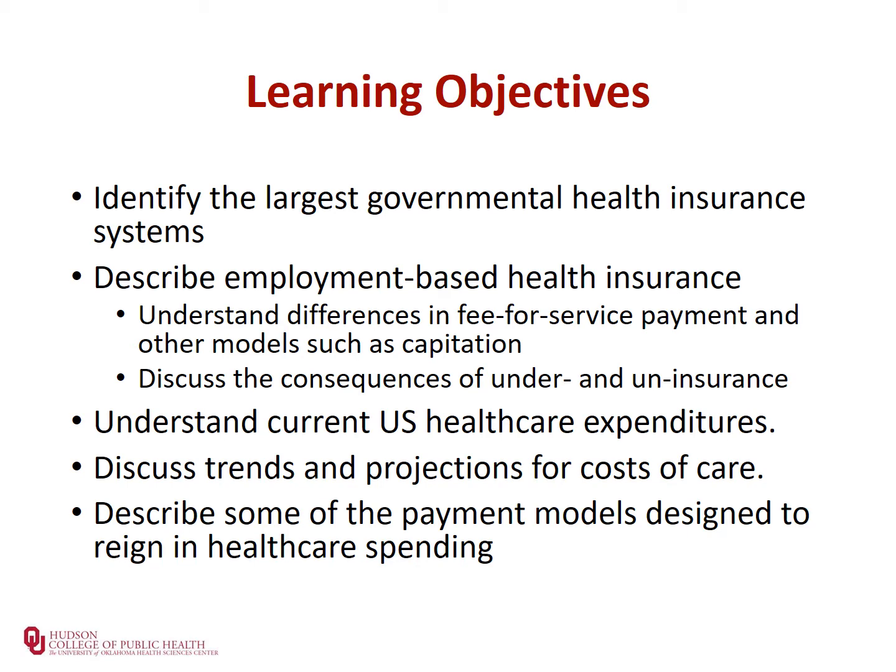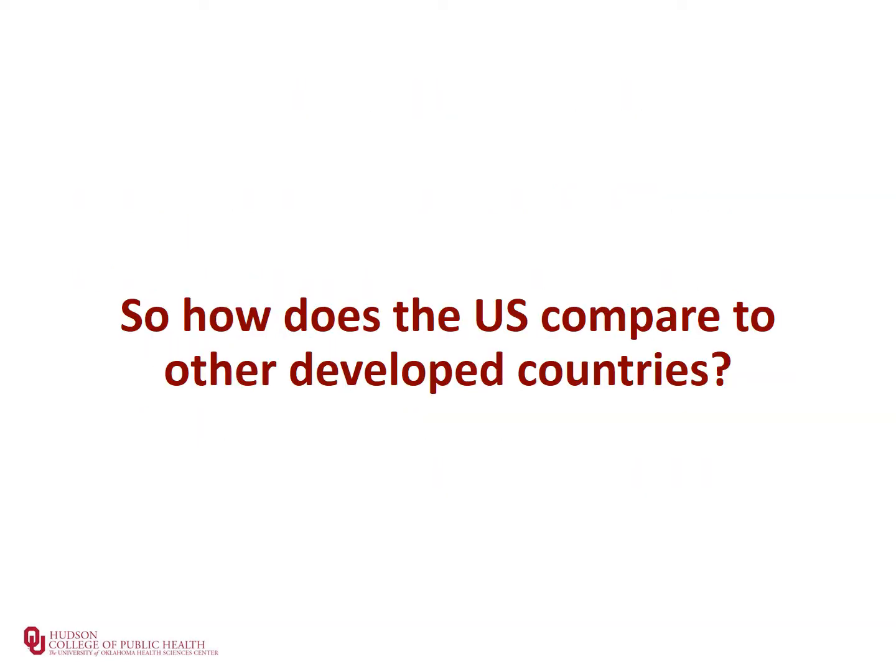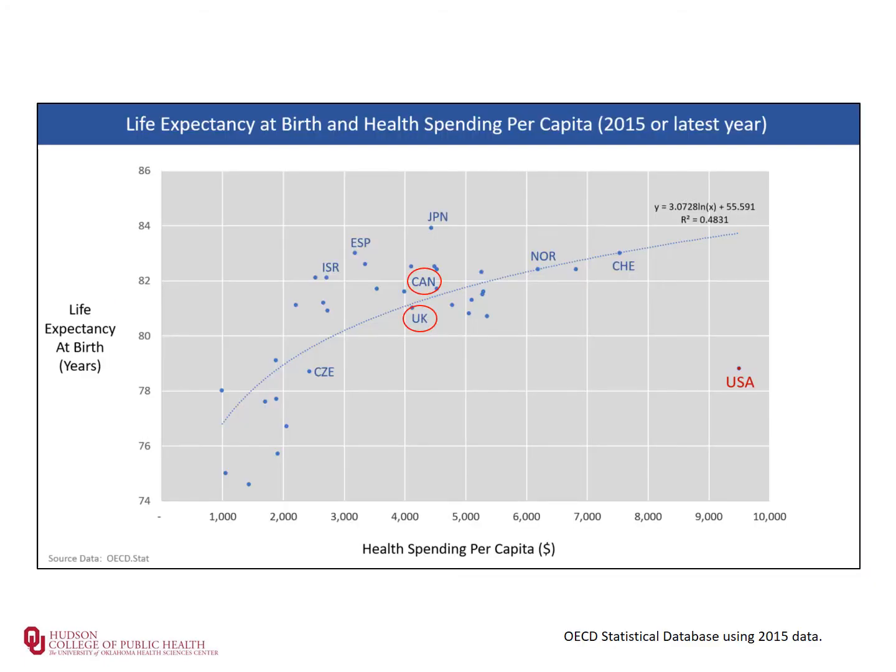Today I'm going to spend a little bit more time talking about some of the projections for cost of care, and in particular I'm going to spend some time talking about some of the new payment models that are being developed to try to avoid some of the overuse of medical services that don't provide particular help to patients. So, how does the United States compare to other developed countries in the world with respect to healthcare services? And as we briefly discussed last time, it's not particularly good.